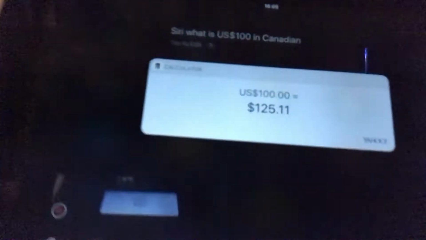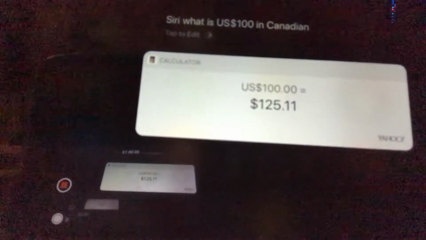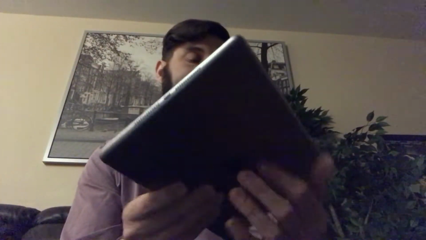I'll show you the current exchange rate for the two. What is 100 US dollars in Canadian? That would be $125.11. So that's US to Canadian. Now we'll do Canada to US. What's 100 Canadian dollars in US? It's $79.91. So that's the difference.